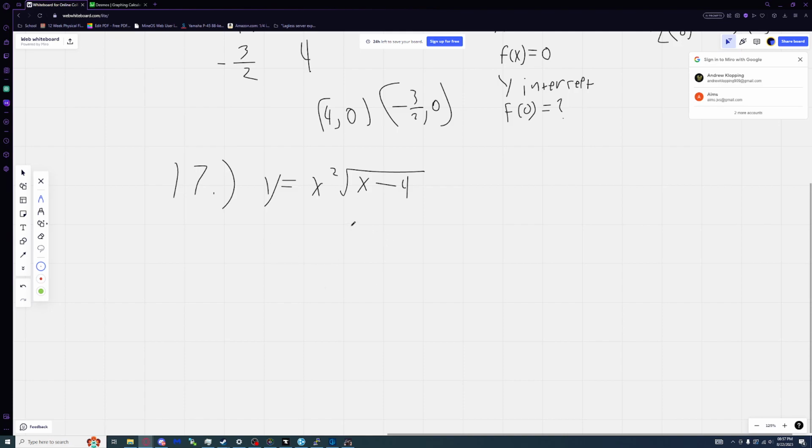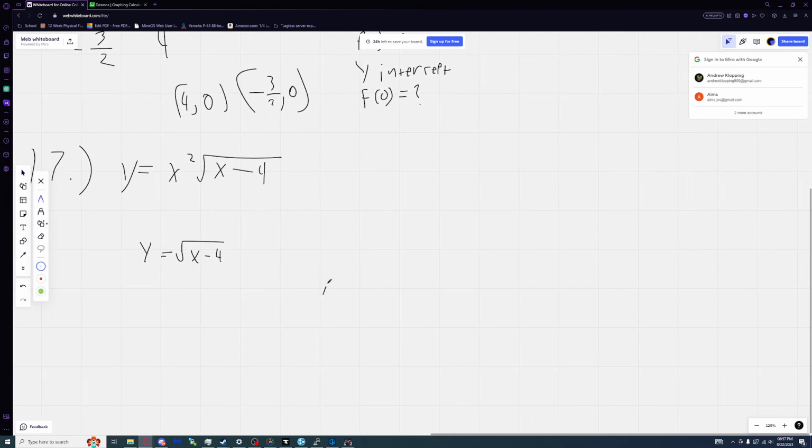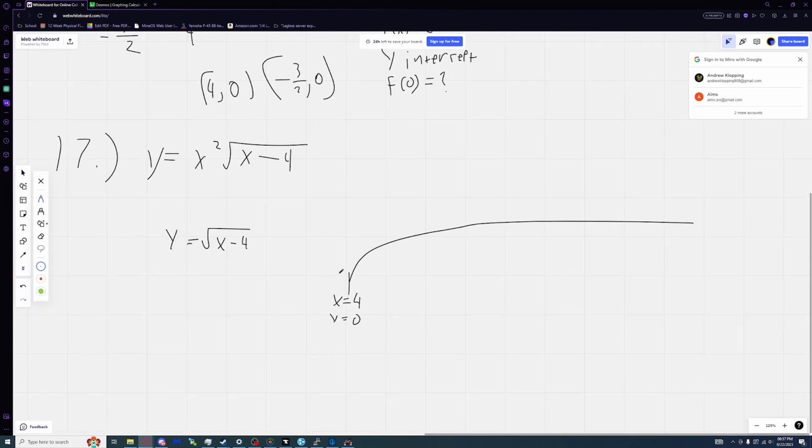the square root of x minus 4, right? That is a graph. If we take y equals the square root of x minus 4, we're going to get a graph that looks something like this, starting at x equals 4 and y equals 0. So we know the graph does not exist beyond that point. So it starts at 4 and goes no further back than 4.